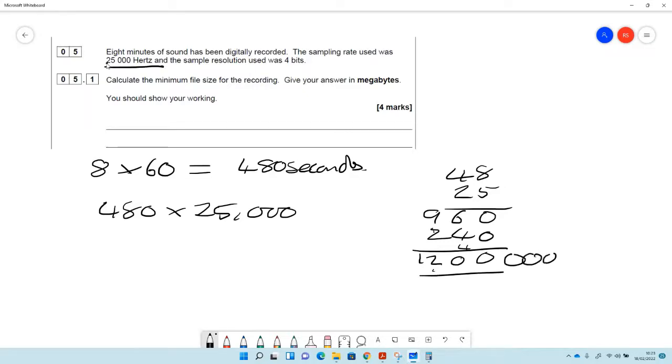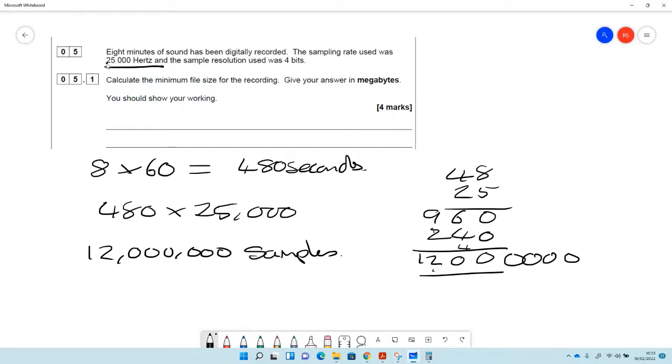So add the noughts on that we've got here. So we get 6 noughts, so we've got 12 million. So 12 million, and that is samples. So we can write that down as samples, because that's hertz is per second. We've got 480 seconds, and we've got 12 million samples.